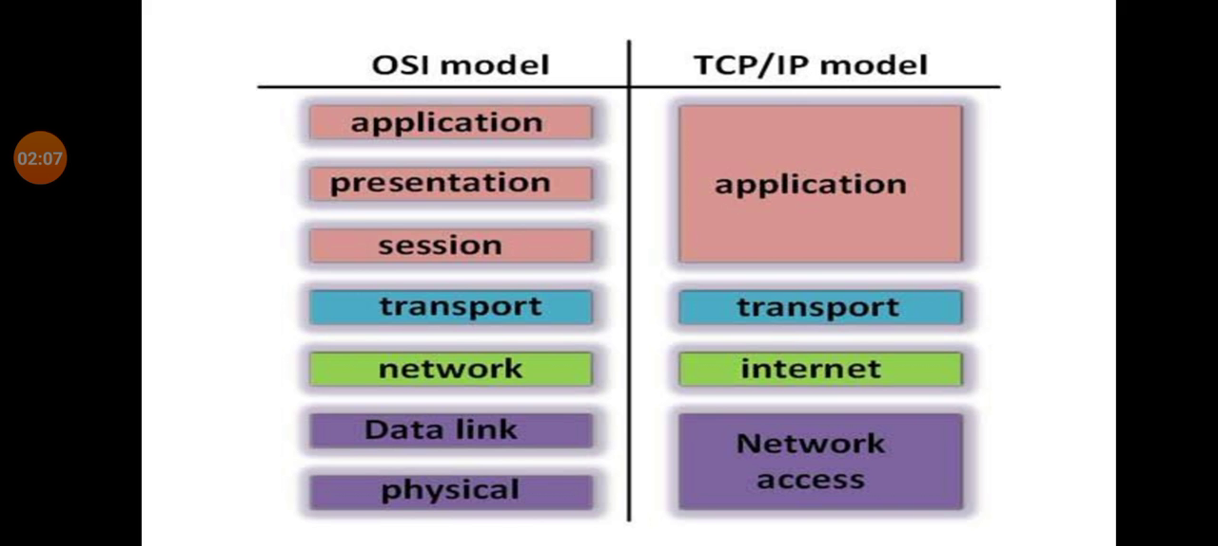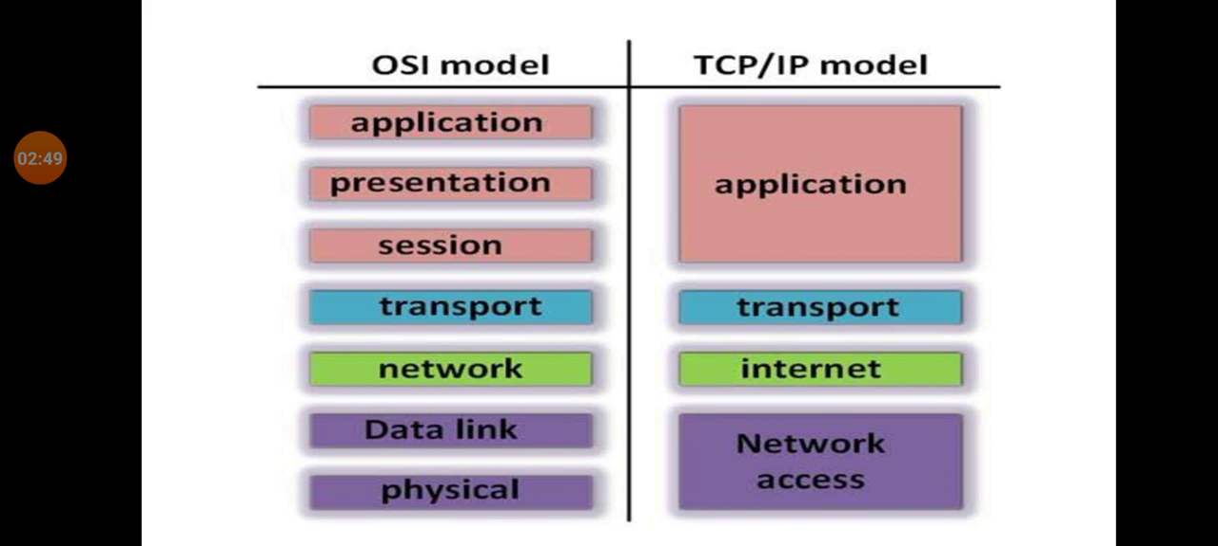So let's see the functions of each layer of TCP/IP. First one is the application layer. This application layer is at the top of the TCP/IP reference model. This layer provides a very important function: it performs all the work of the session layer, presentation layer and application layer of the OSI model. It uses protocols such as HTTP, FTP, SMTP, etc. Later in this video we will study these protocols.